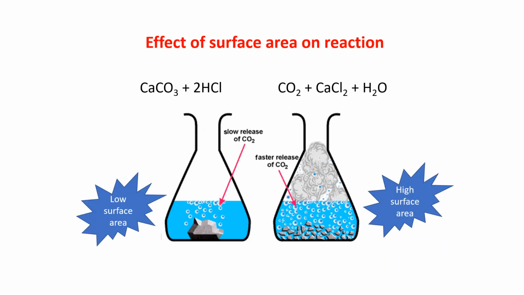Effect of surface area on reaction. See that this is low surface area. Here I am reacting CaCO3 plus 2HCl, which gives CO2 plus CaCl2 plus H2O. Now this is of higher surface area, where I am dividing it into parts. So the reaction will take place more vigorously and we get CO2 formation at a higher rate. And see here, the CO2 formation is at a slow rate.